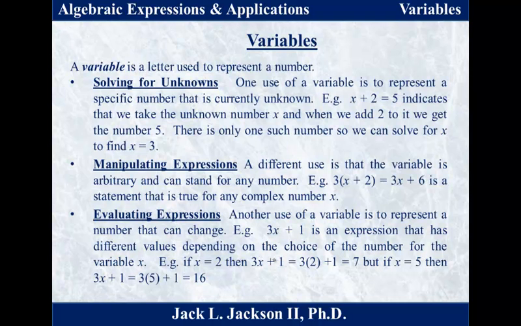Well, of course, this one's pretty easy. There's only one such number, so we can solve for x to find that, in this case, x has to be equal to 3. So it's sort of like a mystery. Who did it? Who is that mystery x? And so the idea here is to find out the identity of that unknown value of x.